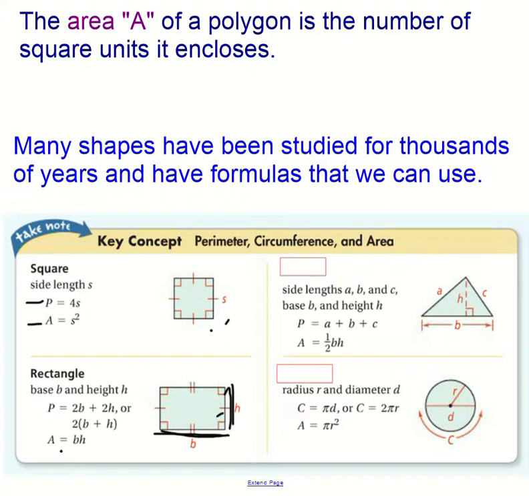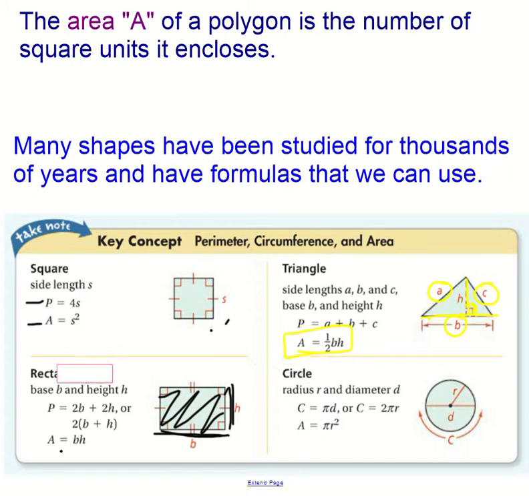And so the area, remember, is the space inside. And then next one, we have a triangle. There's two formulas for the triangle. Perimeter is just the 3 sides added together. But to find the area, you need to know the base and the height of the triangle. And one key important fact is the base and the height of the triangle make a right angle. And so 1/2 times base times height will give you the area of your triangle.